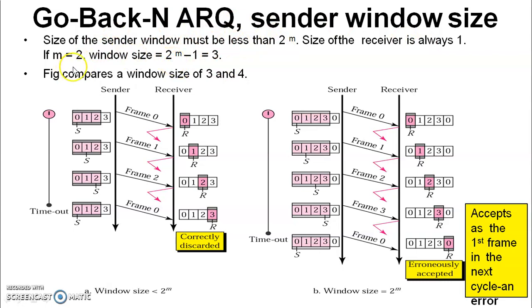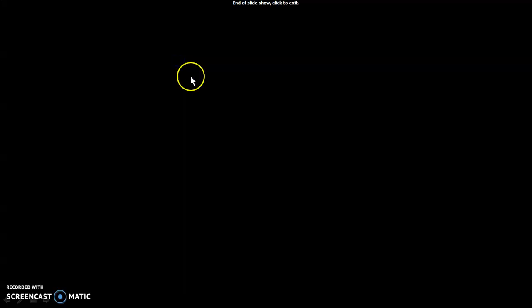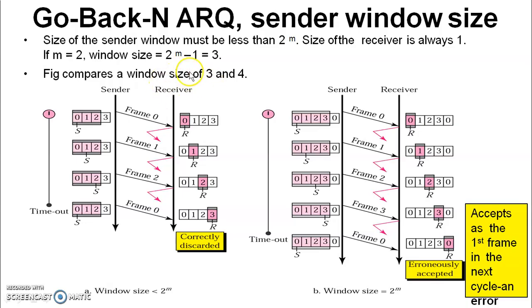So if I take m equal to 2, I have a window size of 3. So now I'll take two examples, of 3 and 4. Now this is the proper way, because 2 to the power of m is 4 and my window size should be 3. This is alright. So now we'll just see an example.